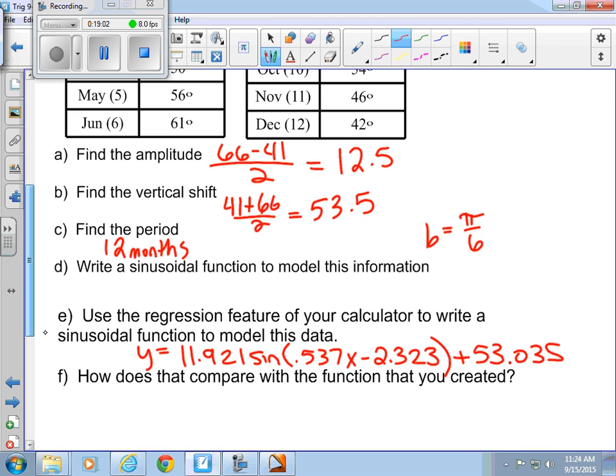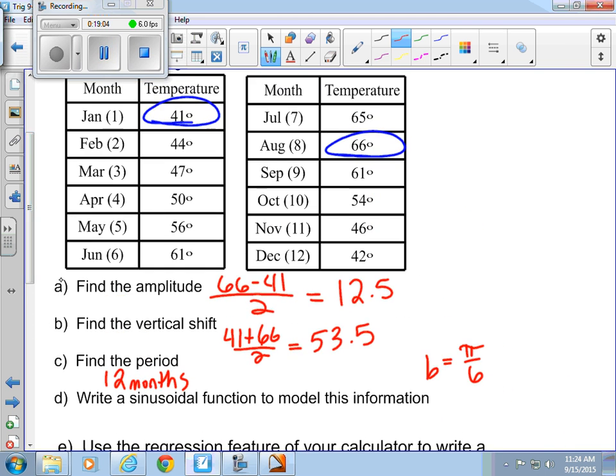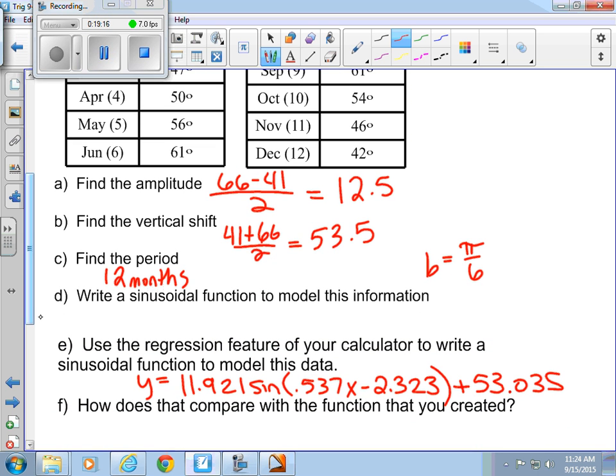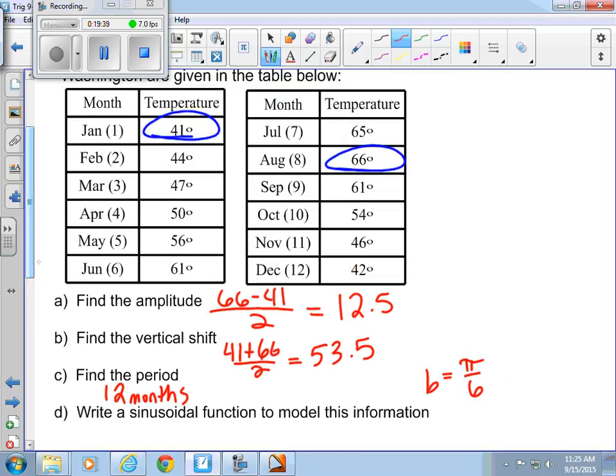Write a sinusoidal function to model this information. The big thing that we do have missing is the horizontal shift. Just for comparison's sake, I am going to work this by hand and find that value with a sine function. You also could use a negative cosine function and shift it over 1. That's easier. I would probably do it that way. Does everyone know what I mean by that? I would do negative cosine and then do x minus 1.